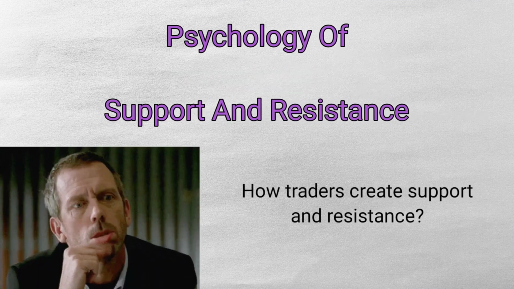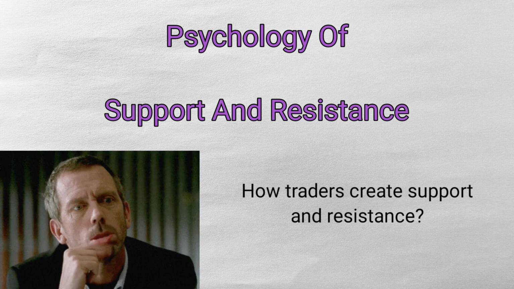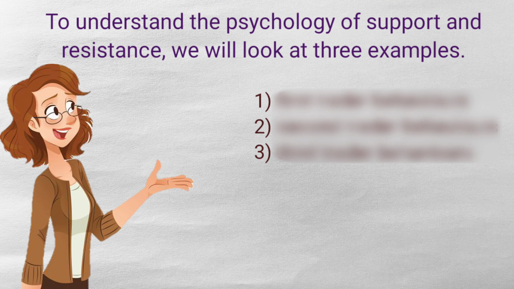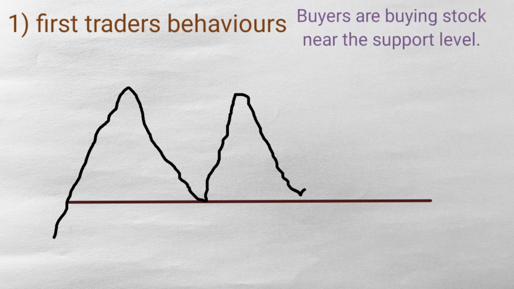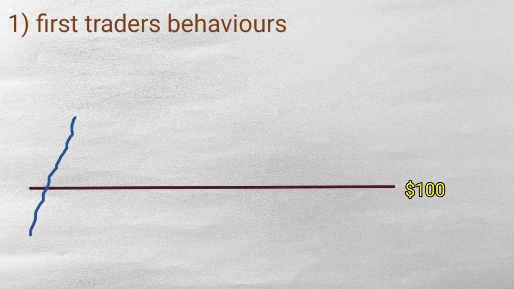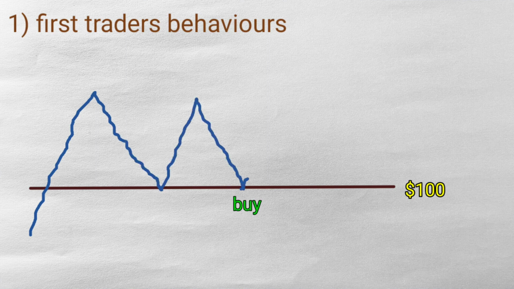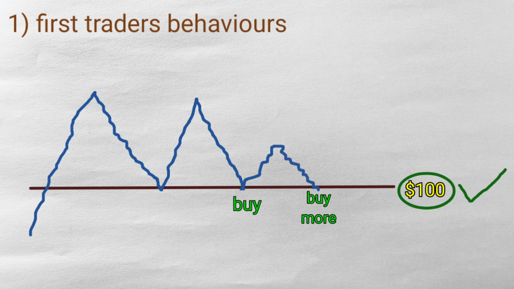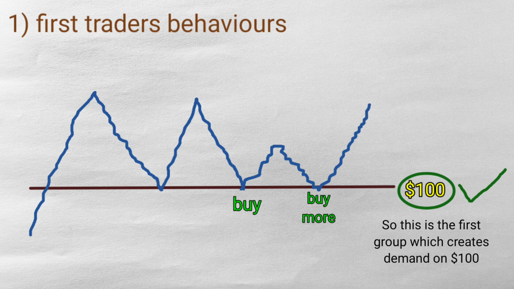Now let us look at the psychology of support and resistance. It is very important for you to know. Let us use some examples of market participants to explain the psychology behind support and resistance. Let us first assume that there are buyers who are buying stock near support areas. Suppose the support level is $100. They buy some stock at $100, and now the market moves from that level to $110. So buyers are happy and want to buy more stock at $100, but not at $110. They decide that if the price drops to $100, they will buy more. They are creating demand at the level $100.